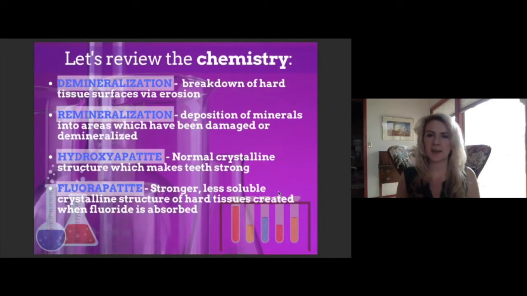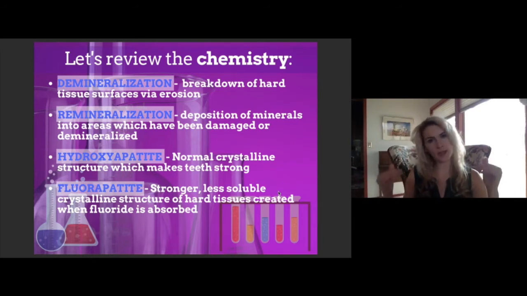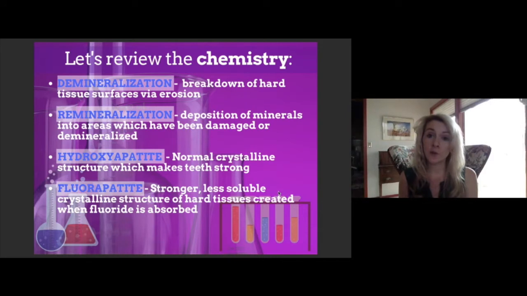So let's just take a step back and talk about some chemistry. You've heard the term demineralization, which means breakdown of hard tissue surfaces. That means weakening of the tooth structure. Like we've discussed in the previous lectures, every single time we eat, our mouths become acidic or vinegary or pickly, and that causes the tooth structure to weaken and break down. This is a normal process called demineralization.